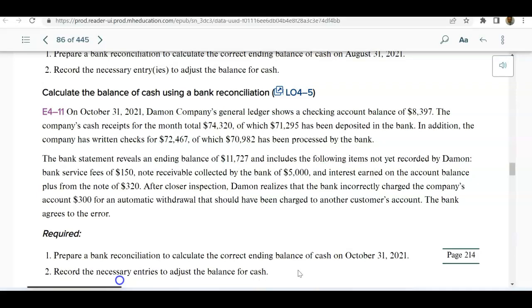Prepare a bank reconciliation to calculate the correct ending balance of cash and also do the adjusting journal entry for the bank reconciliation. Okay, so we have to do that math over here to understand what the difference is for outstanding checks and for cash receipts that are not showing, that is, deposit in transit.